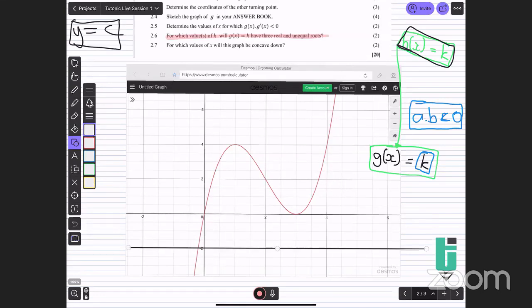So when they say, find the values of k such that g of x equals k has 3 real and unequal roots. Unequal just means different, unique. Think of unequal as being unique. So how many roots when k is -2?